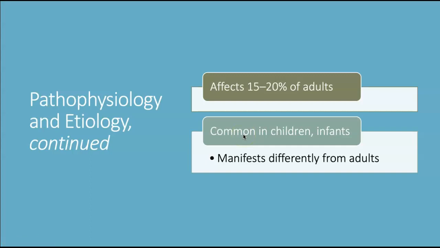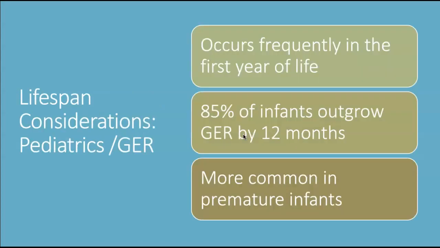All right, so it affects roughly 15 to 20% of adults. It's pretty common in children and infants, but it does manifest a little bit differently from adults. So just be aware of that. And we'll talk about both because we are teaching across the lifespan. So for lifespan considerations, for infants, it occurs more frequently in that first year of life, but most infants will grow out of it before they're a year old. It's more common in premature infants. Again, that sphincter just isn't quite developed like it should be.